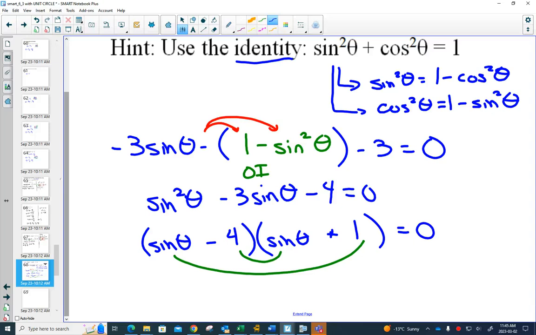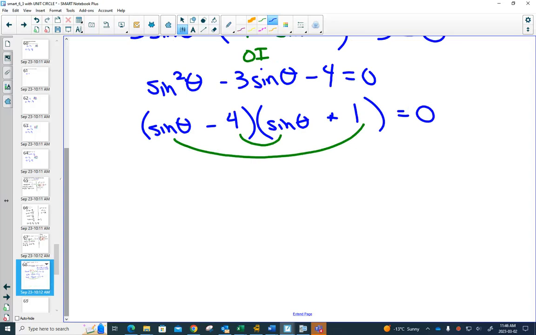Quickly multiply the whole thing out. Do my last ones give me minus 4? Yes, they do. My first ones give me sine squared. Outside and the inside combine to give me minus 3 sine theta. So I double check it. Now I would know that either sine theta is equal to 4 or sine theta is equal to negative 1.